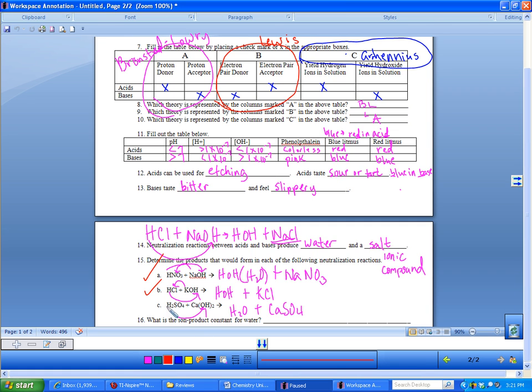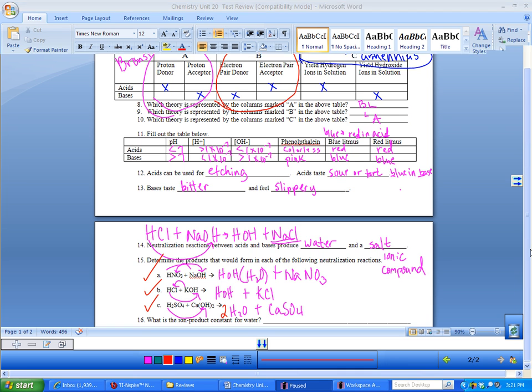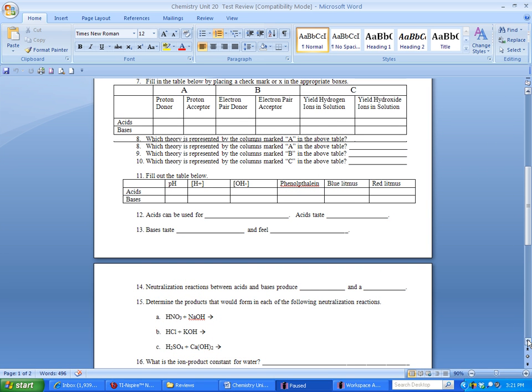Balanced. 2 H's and 2 more H's is 4, so I need a 2 there. 1 SO4, 1 SO4, looking good. 1 calcium, looking good. 2 oxygens for the water. 2 oxygens from the hydroxide ion, so that is balanced. All right. Going to go on down.